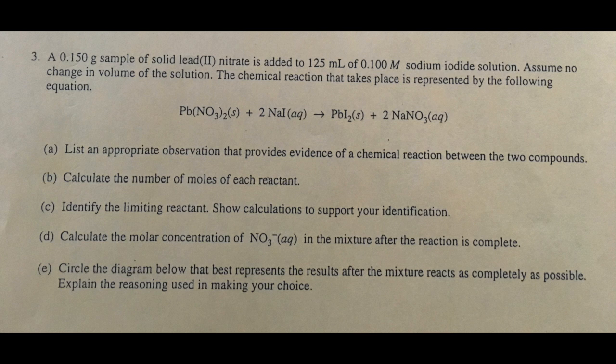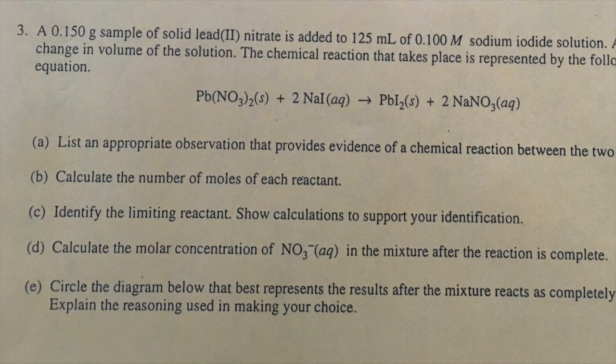A 0.15 gram sample of solid lead-2 nitrate is added to 125 milliliters of 0.1 molar sodium iodide solution. Assume no change in volume of the solution. The chemical reaction that takes place is represented by the following equation. Pb(NO3)2 plus 2NaI yields PbI2 plus 2NaNO3.